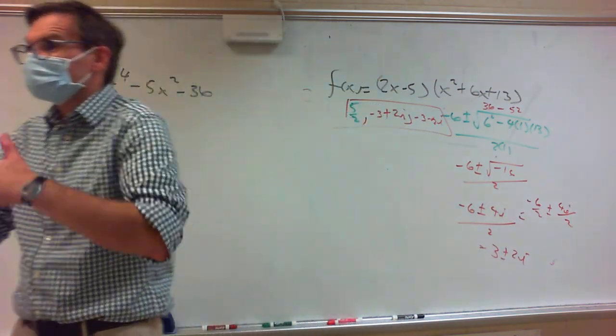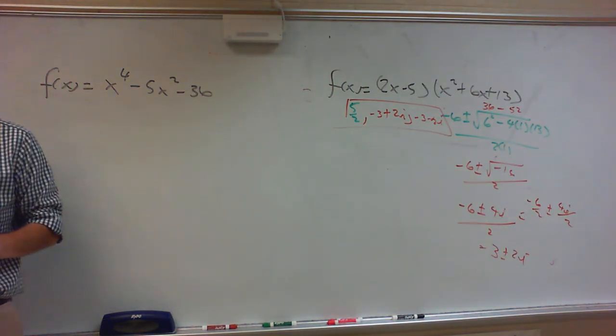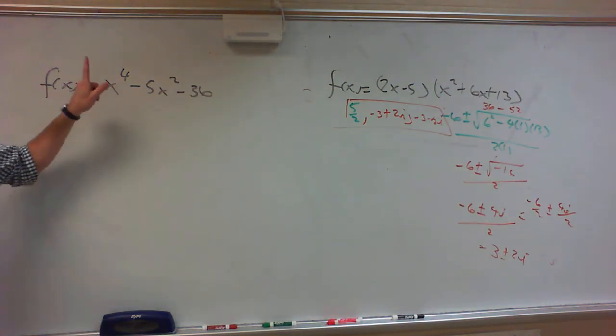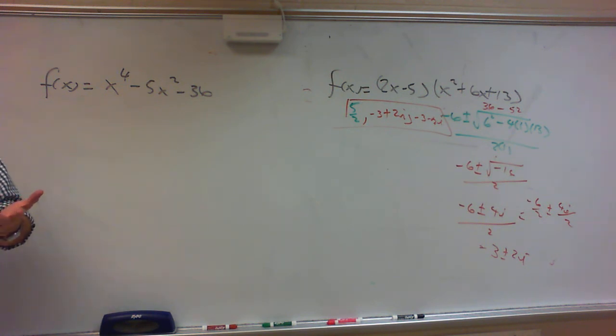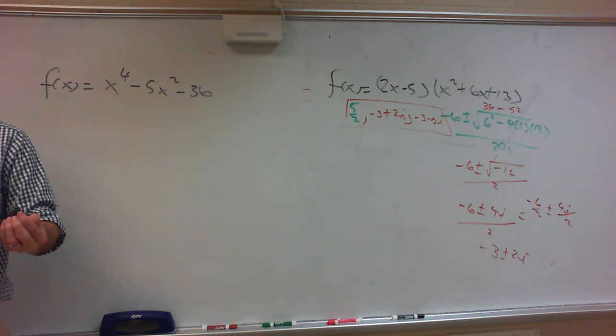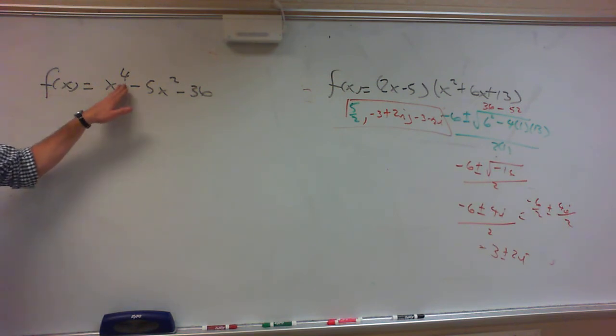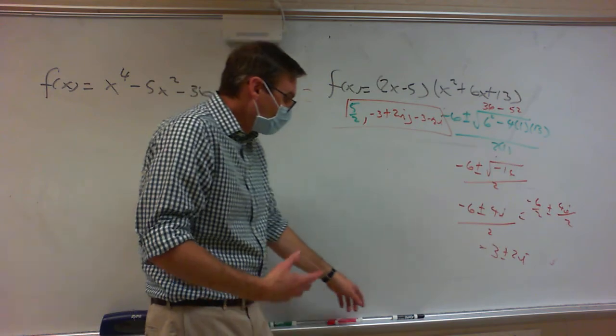Also, before I started this whole thing, how many zeros are we going to have? Whatever your highest exponent is, in this case it's 4, this is the degree of the polynomial. Whatever the highest exponent is, that's how many zeros you're going to have. Since this is x to the fourth, we are going to have 4. So how do we find them?